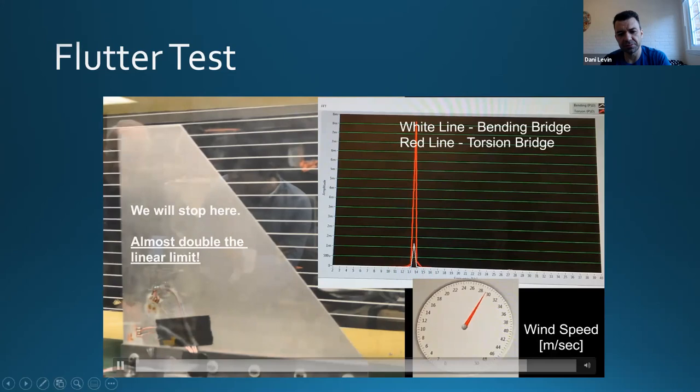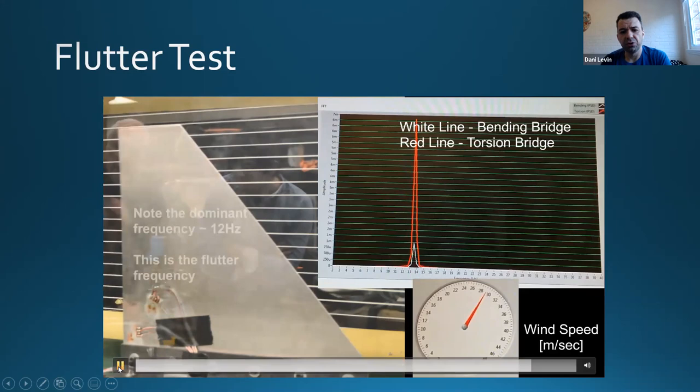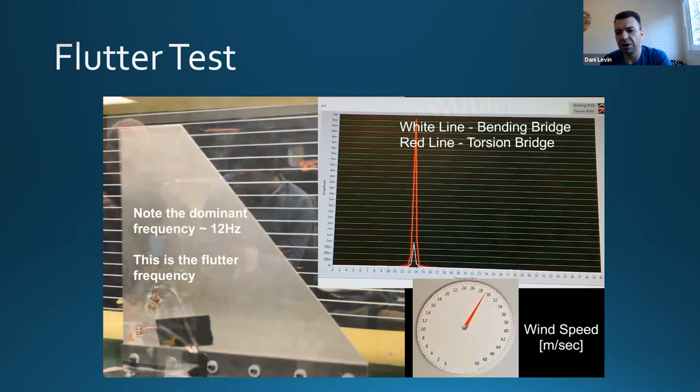So my question for you is this: how could we do this? At flutter, we know that we don't want to be at flutter, and certainly not beyond flutter. But here we are almost twice at the flutter speed, and we still have our delta wing intact. And actually, you can still see it at the Duke lab. So why didn't it break?